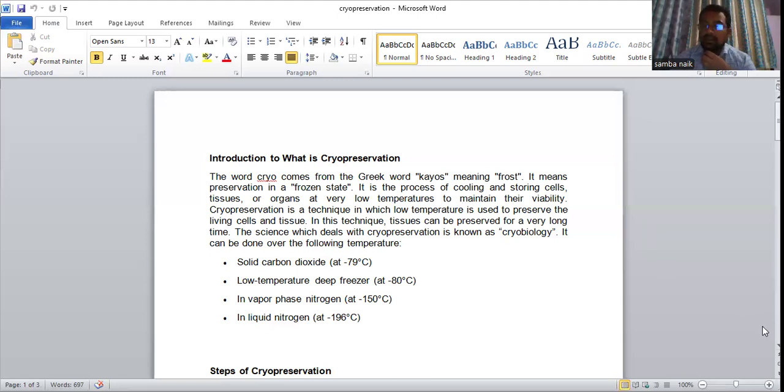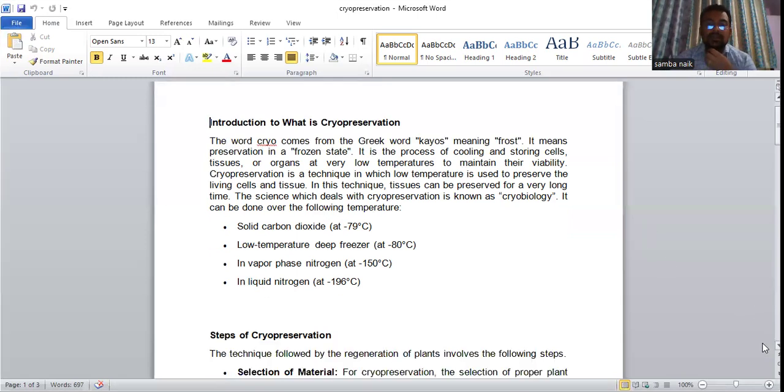We will see about cryo, which means frost. It means preservation in a frozen state. We know the frozen state stops the degradation of the material, which we keep in freezers, and it stops the enzymatic reactions. This is the process of cooling and storing cells.